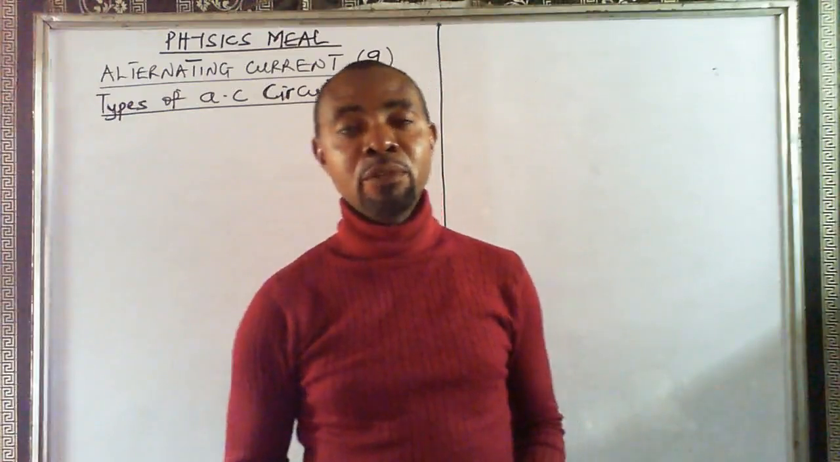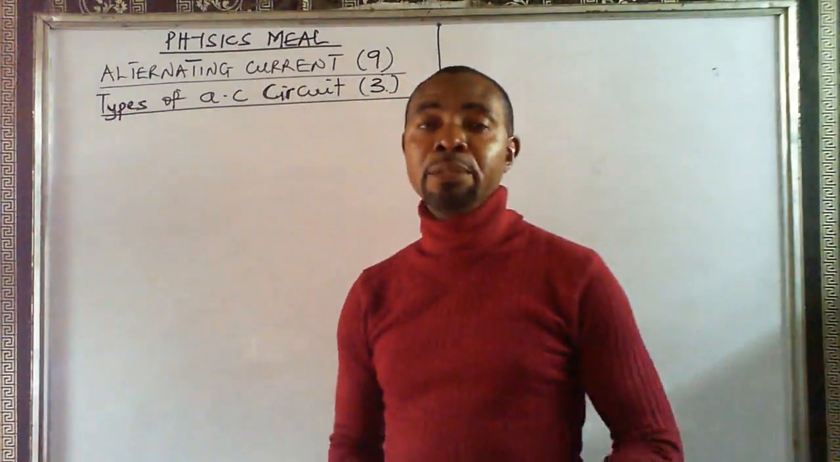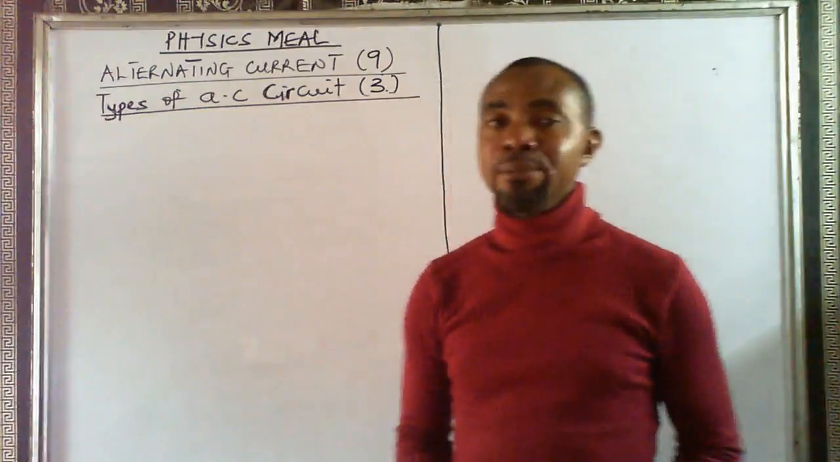Today on Physics Meal, we want to look at part 9 of alternating current. And in this part 9, we are considering types of AC circuit, part 3.